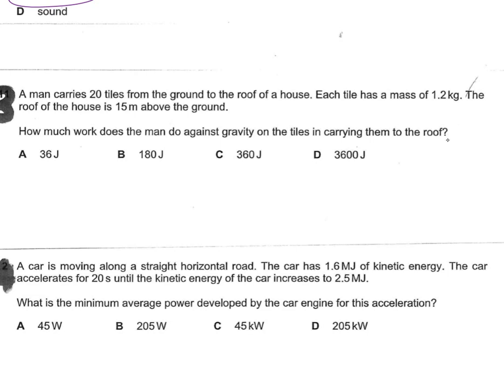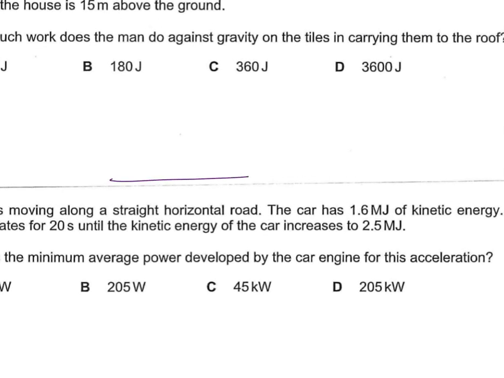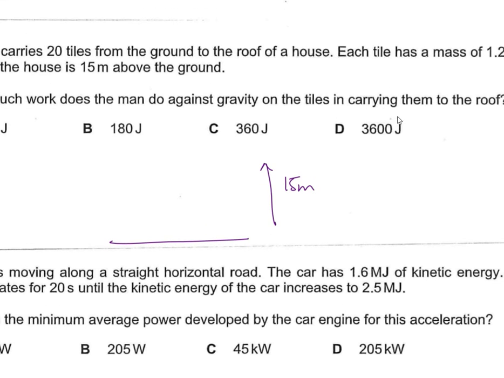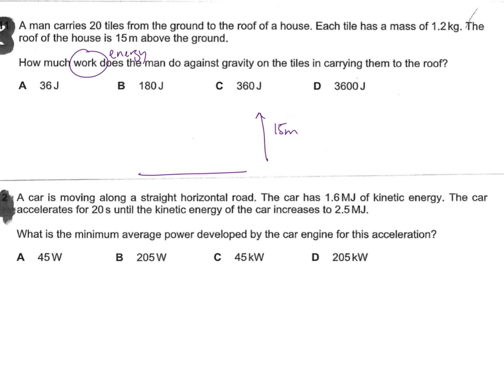Now, let's take the next one. So here we have the ground. Do I have space for a diagram? Let me zoom in. There we go. So that's the ground, and we're going up 15 meters. Good. Now, work is energy. If we are going up, that's gravitational potential energy. So you can use the equation for gravitational potential energy, mgh. M is this. There's 20 of them, so we need to multiply by 20, times gravity which is 10, times 15.